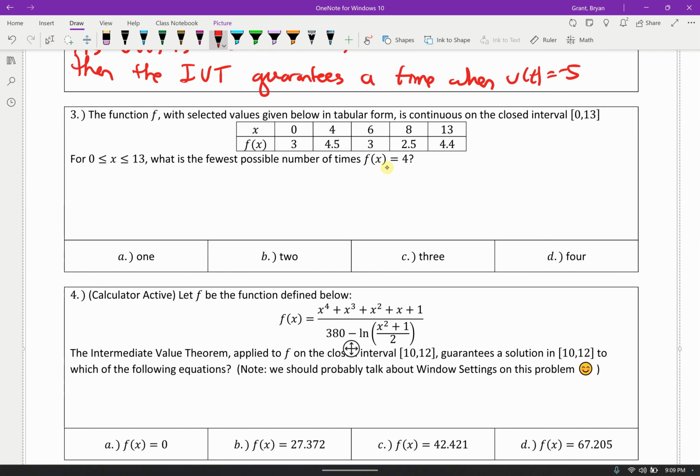So what's the fewest possible number of times that f of x equals 4? Well, let's look at the f of x values and let's think about when 4 has to occur. If you go from 3 to 4.5, do you have to cross over 4? Certainly. From 4.5 back down to 3, we do, right? From 3 to 2.5, we don't have to get to 4. From 2.5 to 4.4, yeah, we have to cross over 4 again, right? We're just thinking of these continuous y values. So the fewest possible times it has to be 4, well, that's going to be 3.